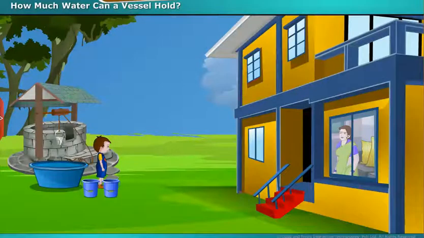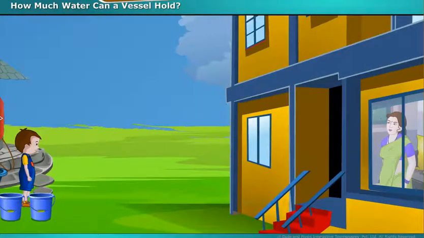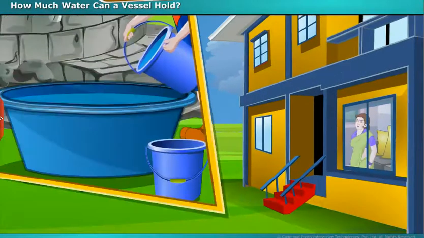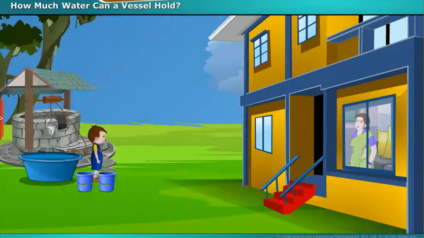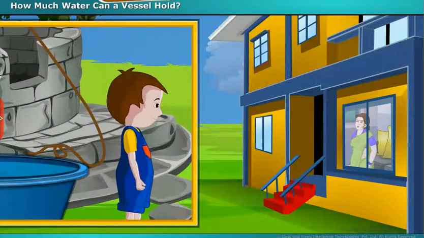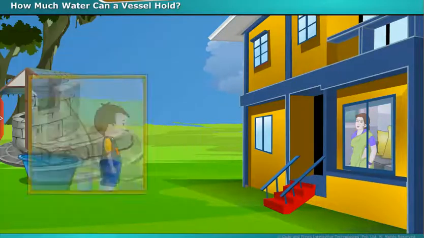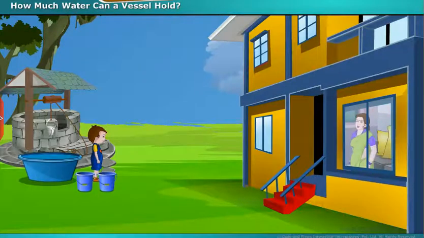Let us see the discussion between mother and son. Mother asked Suresh to fill the water from the well into the tub and the bucket. First, he started filling water in the tub. After filling the tub, he told his mother, "Mom, filling the tub is completed. Now what's next?" She replied, "Fill those 2 buckets with the water in the tub using the jug."